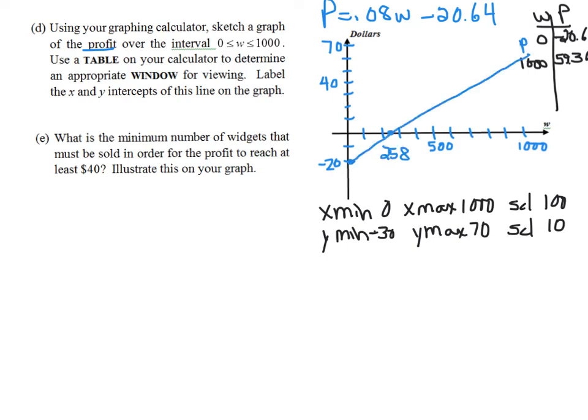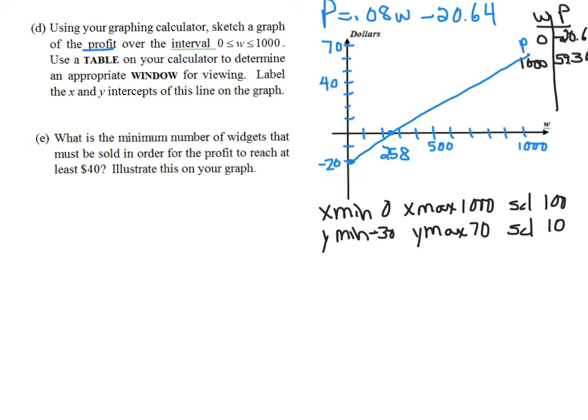Check your graph with mine. We also want to label the x and y intercepts of this line on the graph. So you'll see that my y-intercept was the point where we made 0 widgets. So that again is negative 20.64. And that's this point that's right here.